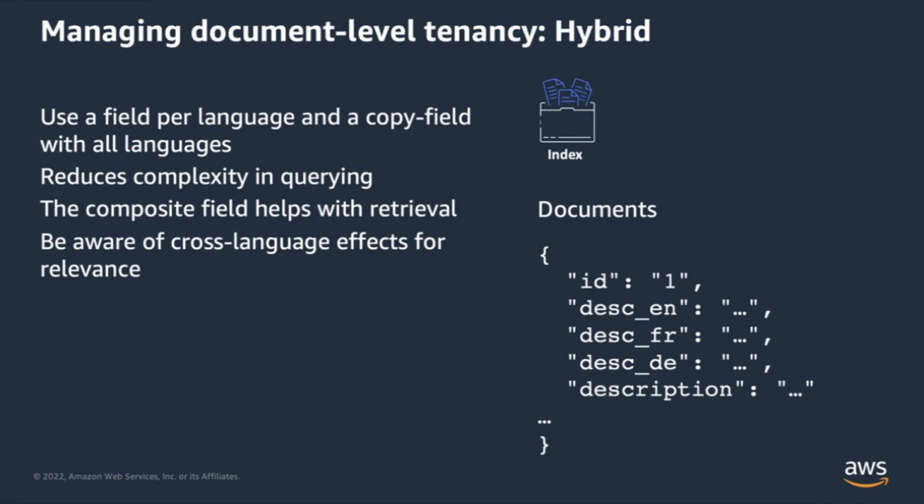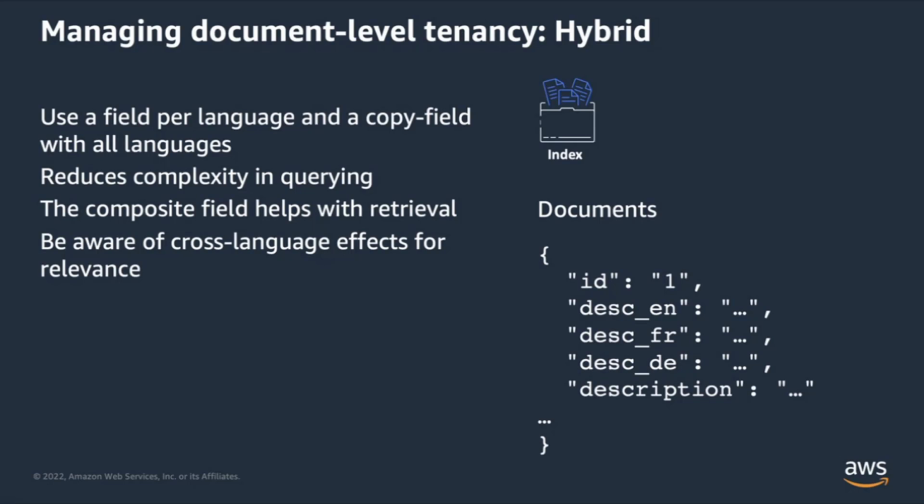Again, at the document level, a hybrid strategy would bring in the individual language fields and then use a copy field that has all of the languages. This can reduce complexity in querying where you may not know what language the query is in, so you can run it against every language field. You can also target specific fields if you need to. The composite field then would help you with retrieval, but you would have cross-language effects for relevance.